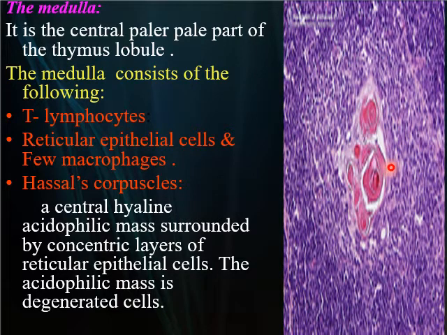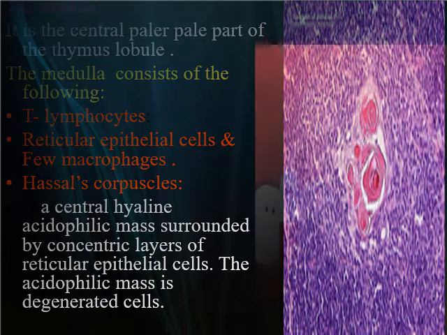A central hyaline acidophilic mass surrounded by concentric layers of reticular epithelial cells. So this is a hyaline acidophilic mass surrounded by concentric layers of reticular epithelial cells. These acidophilic masses are degenerated cells.